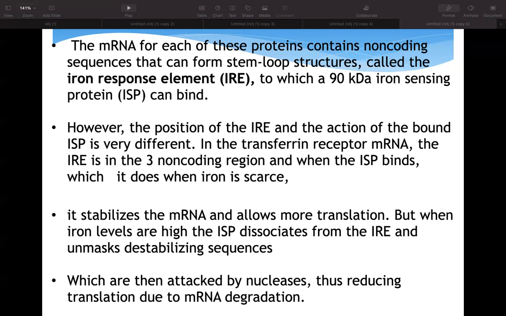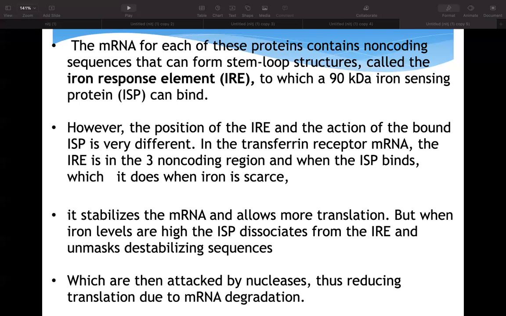In the transferrin receptor protein mRNA, the iron response element is in the 3' non-coding region, and it binds to the iron sensing protein when iron is scarce. This stabilizes the mRNA and allows more translation when the iron response element is bound with the iron sensing protein.